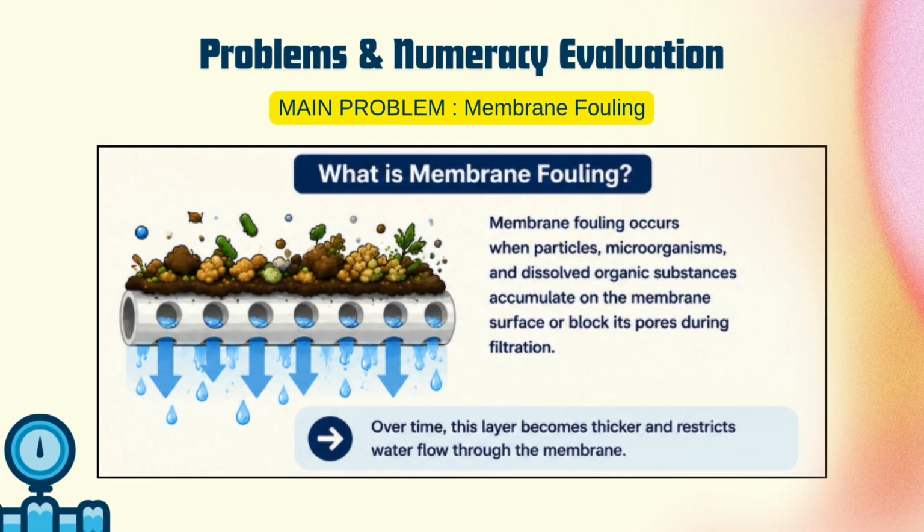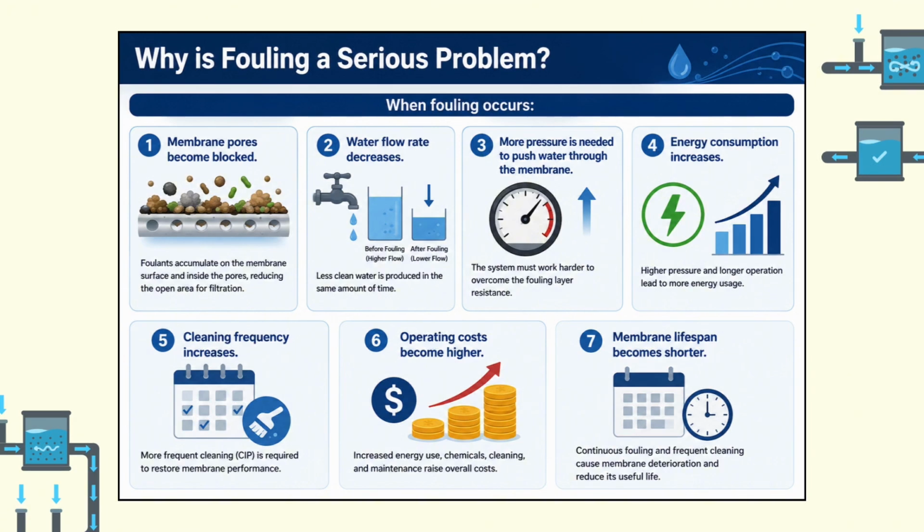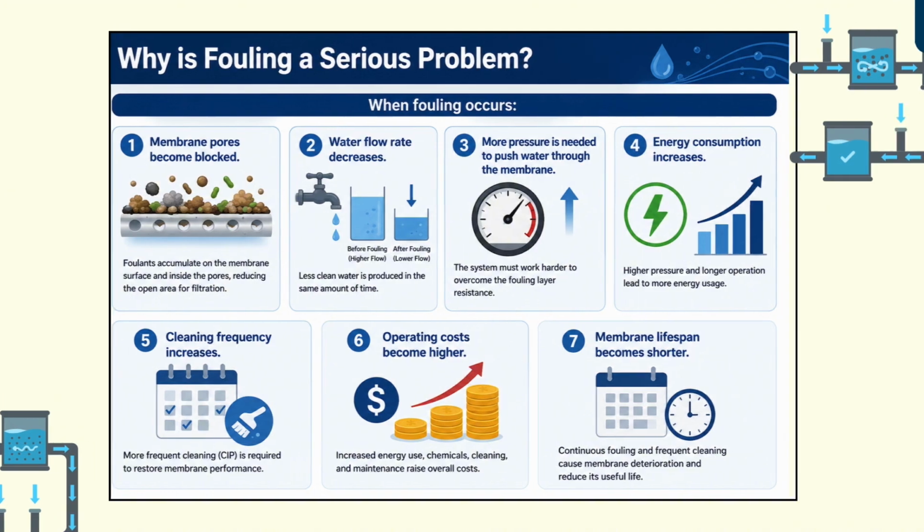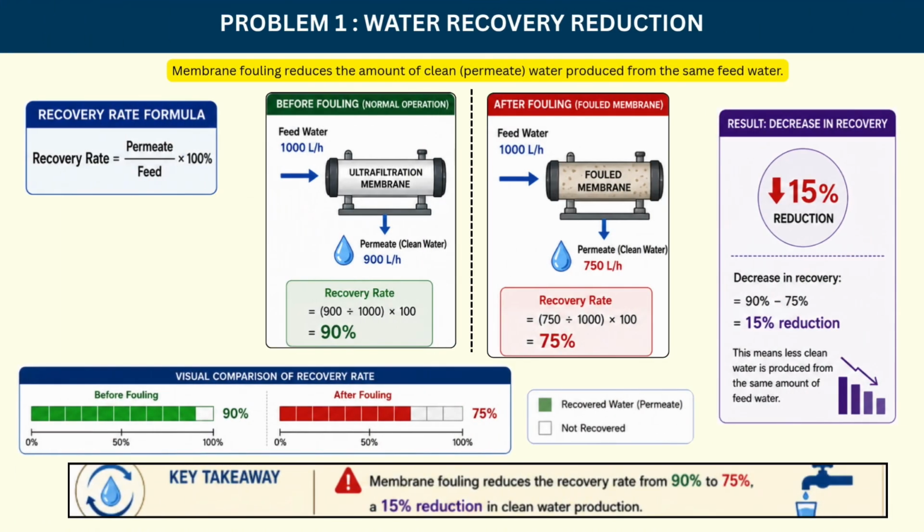Problems and numerical evaluation. One of the main problems in ultrafiltration water treatment is membrane fouling. Membrane fouling happens when particles, microorganisms and organic matter accumulate on the membrane surface and block its pores. As the fouling layer becomes thicker, water flow through the membrane is restricted. When fouling occurs, membrane pores become blocked, water flow rate decreases, more pressure is needed to push water through the membrane, energy consumption increases, cleaning frequency also increases, operating costs become higher and membrane lifespan becomes shorter. This leads to several negative impacts.